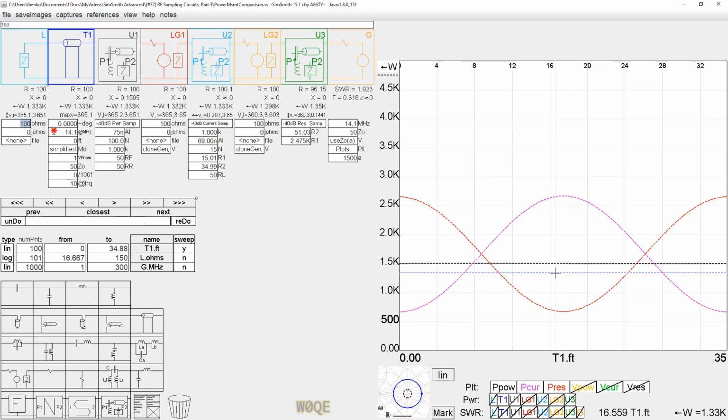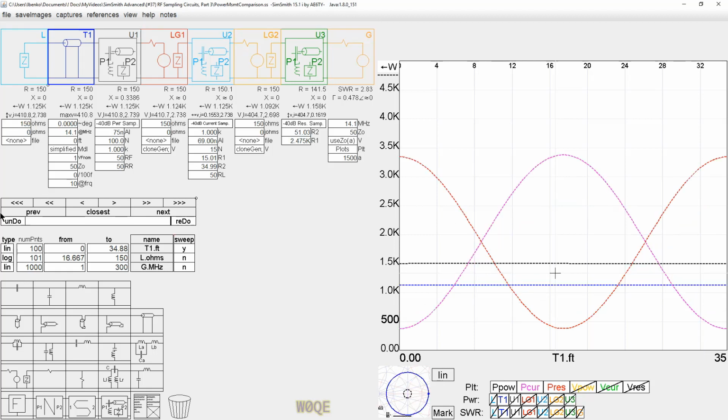If we went to a 3-to-1 SWR, it would be 1.25 dB. Nevertheless, we're seeing some interesting results. We're seeing the power sampler here reporting the forward power in the circuit, which is still 1500 watts. It does not report the net power, it reports the forward power.